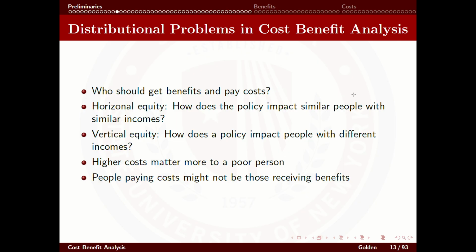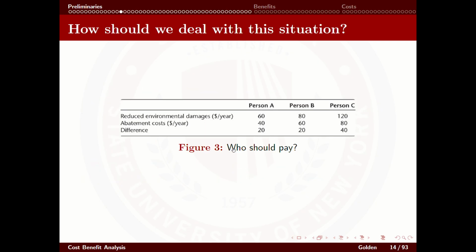How does the policy impact similar people with similar incomes? You have vertical equity. How does the policy impact different people with different incomes? Higher costs matter more to a poor person, and the people paying costs might not be those receiving the benefits. We generally believe, as a society, that it's better for costs to be borne by those who have the greatest ability to pay.